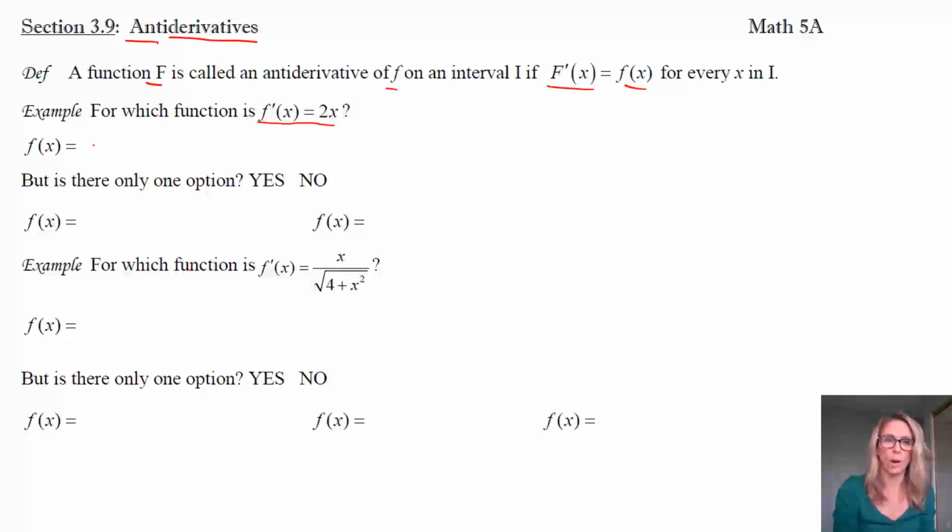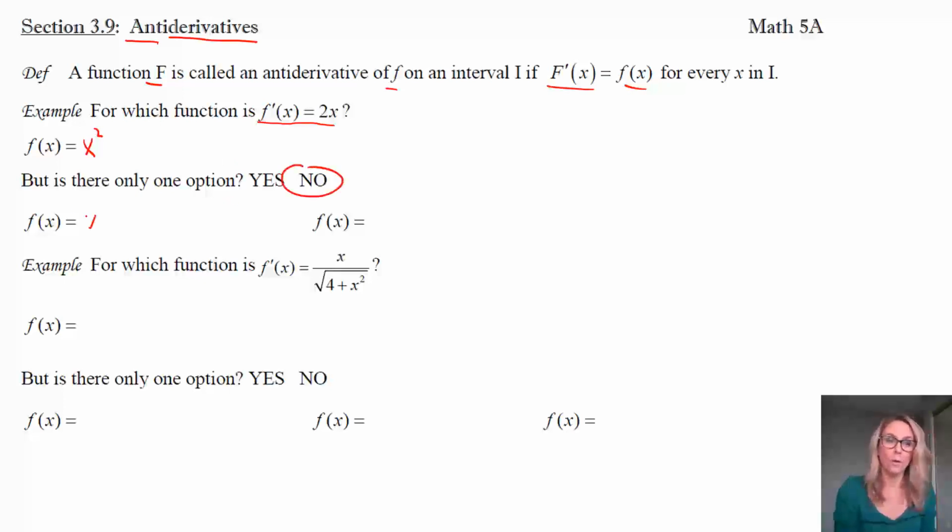A lot of you will say, oh, I know that answer. I've done it a million times. It is x squared. And you are correct. But then we're asked the question, is there only one option? Is there only one function for which the derivative is 2x? Well, the answer is no.